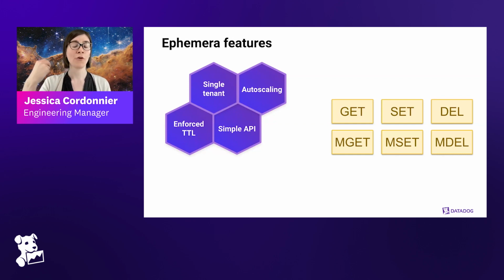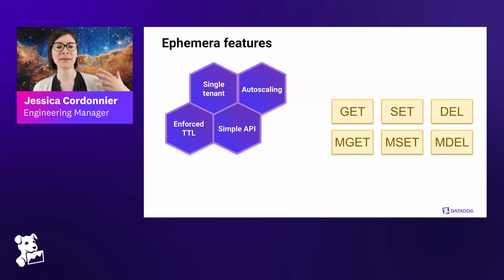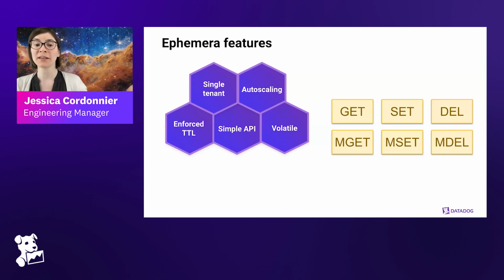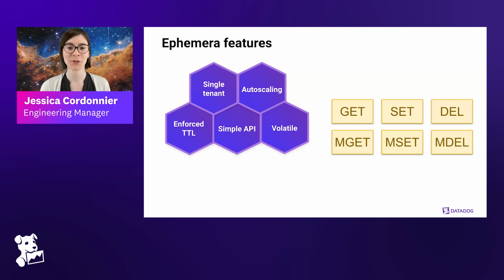But because we are enforcing TTL to be there, we are enforcing teams to approach using Ephemera as a cache, and they can't mistake it as a persistent long-term storage system, which is very important because it has enabled us to be volatile. Basically, the idea behind Ephemera is that you can write into Ephemera, and most of the time you will be able to read that value that you wrote. But it is not a guarantee.